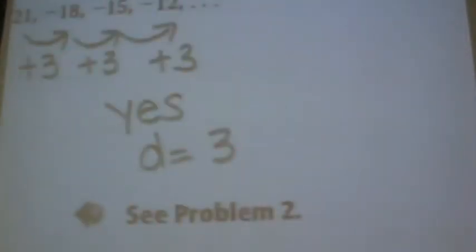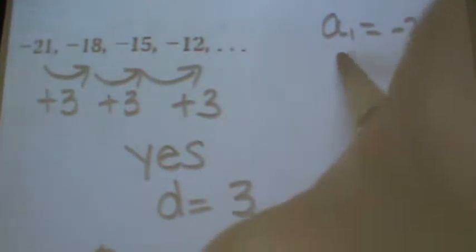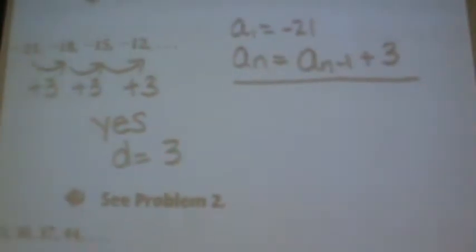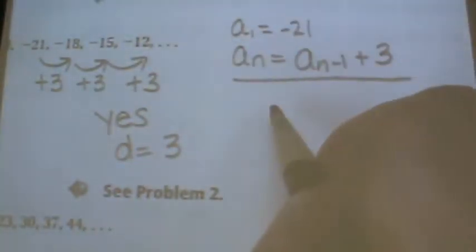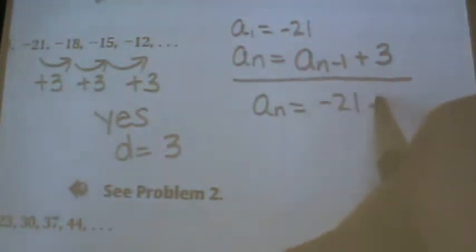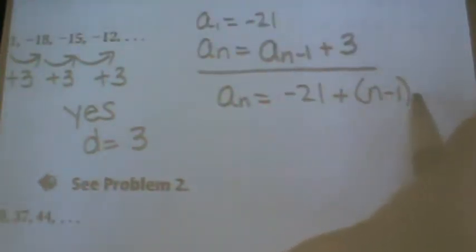Number 9, how would you write the explicit, let's do recursive first. You write your first term, which is negative 21, and any term is going to be the previous term plus your common difference. And for the explicit, a sub n, you take the first term, and then it's n minus 1 times your common difference, which is 3.